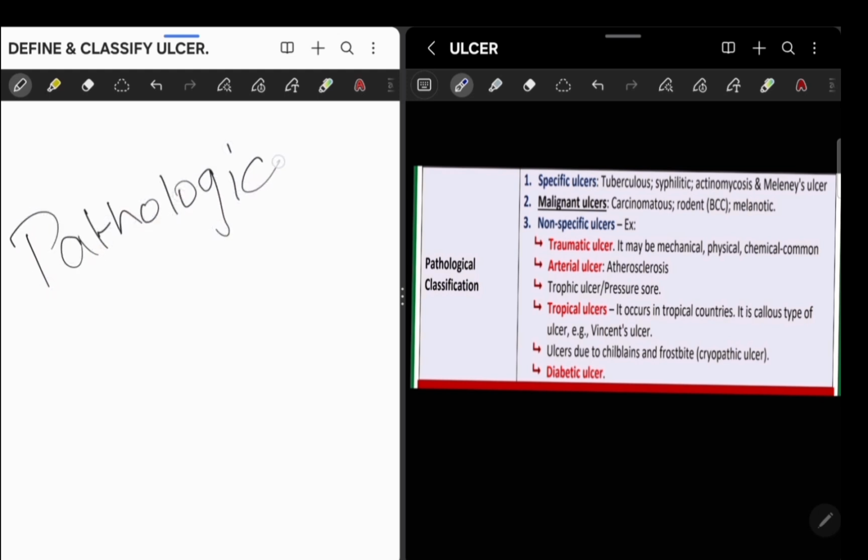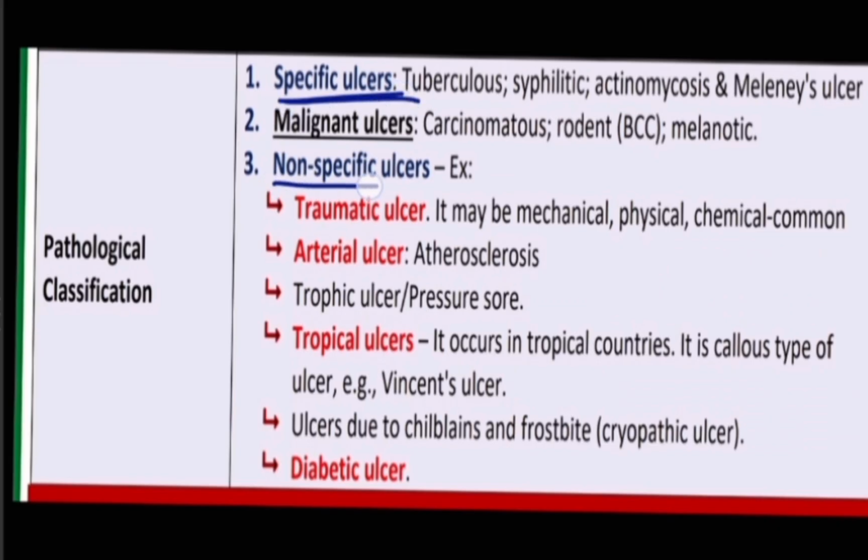pathological classification. So in pathological classification, we can see the specific ulcer, non-specific ulcer, and malignant ulcers. So the specific ulcers mean we can directly point out the underlying organism. The tuberculosis ulcer is caused by the Mycobacterium tuberculosis, and syphilitic ulcer is caused by the Treponema pallidum. So in this manner, the specific ulcers are caused by specific organisms.